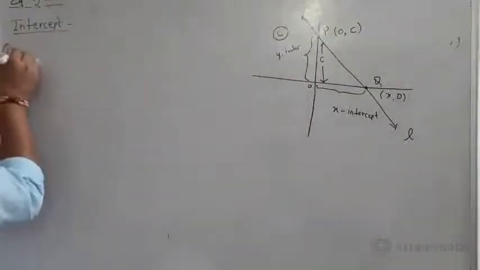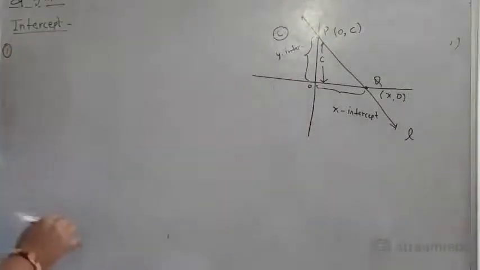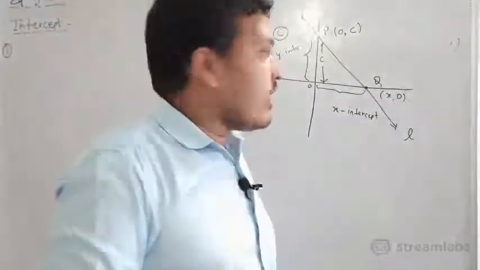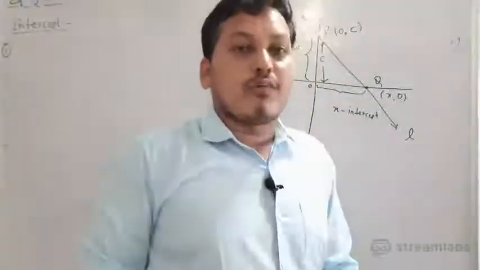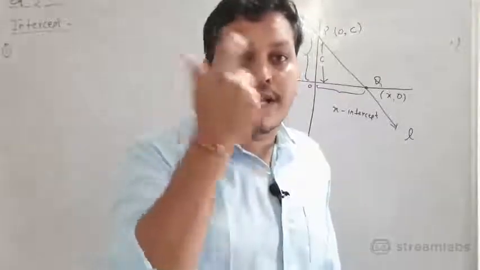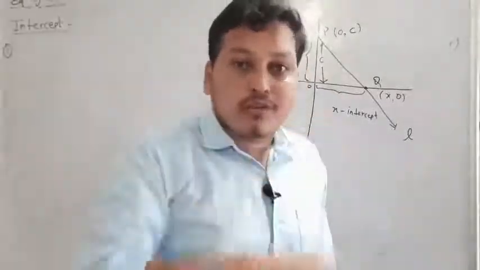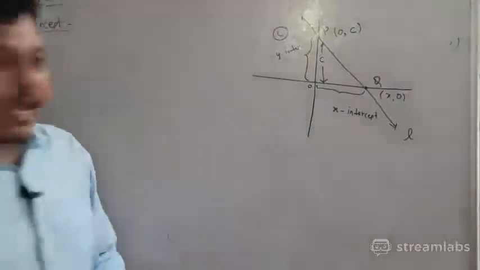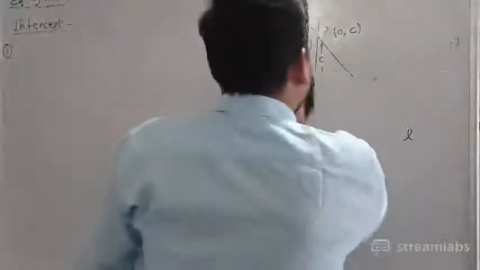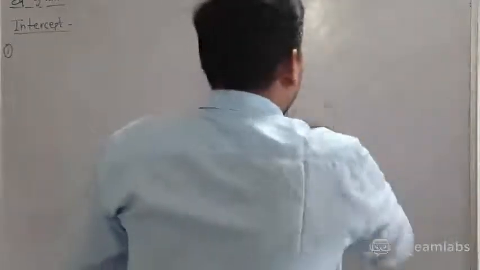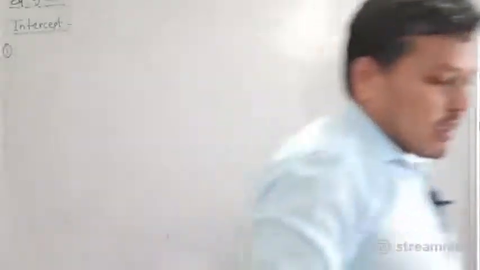Next we can derive the equation. The first topic is slope intercept form. Now here we will discuss the equation of line. How can we derive the equation of line? There are three ways of finding the equation of line. The first way is slope intercept form.